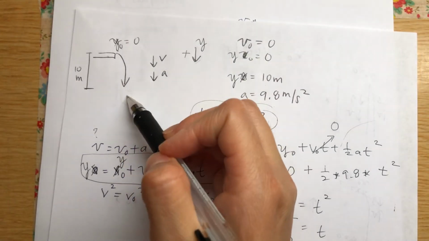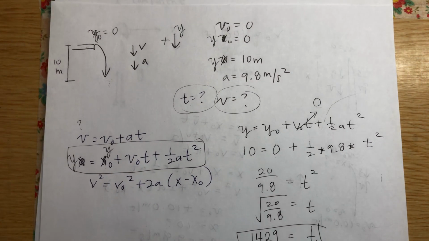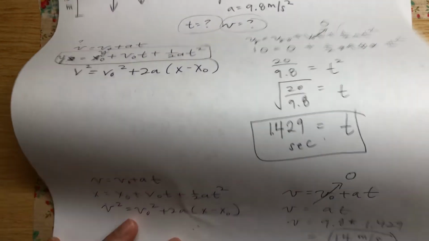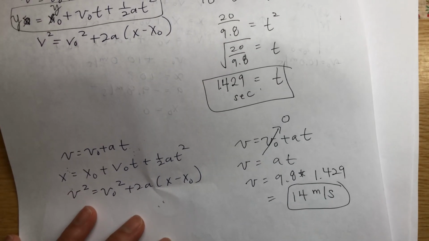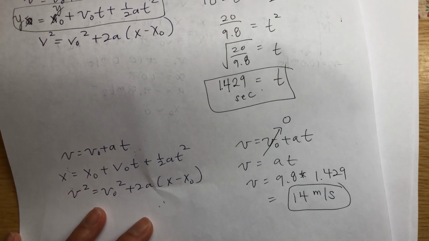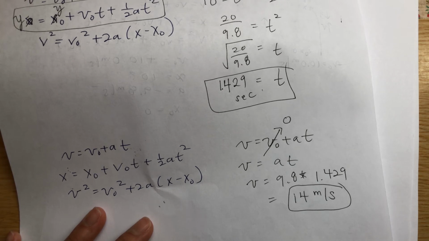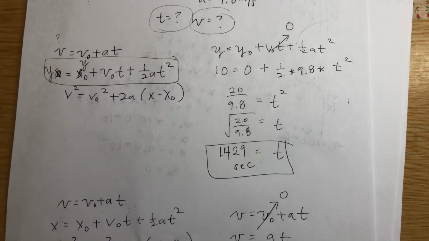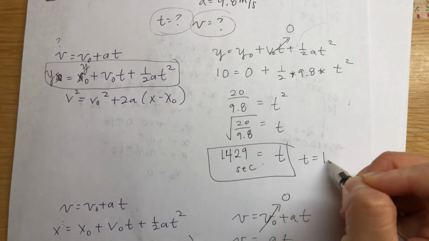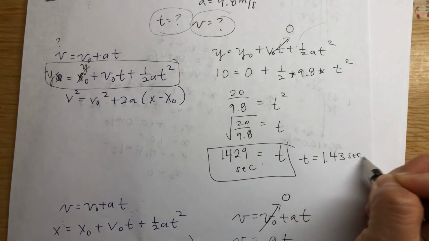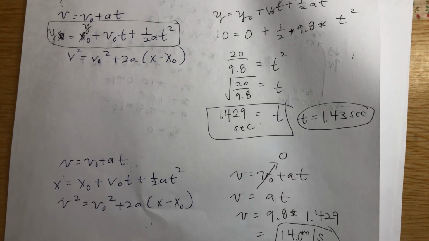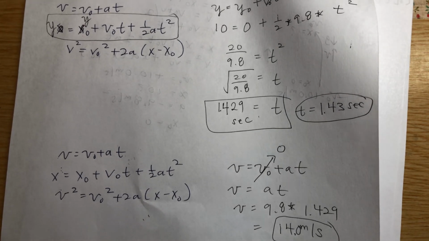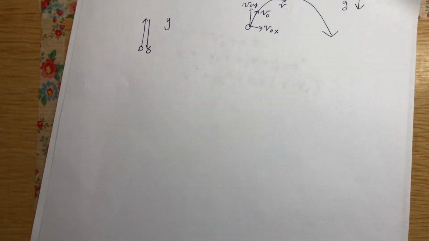So when he hits the water here, it's going to take 1.429 seconds, and he's going to be at a velocity of 14 meters per second. Okay, and watch your sig figs. It's a 10.0, so make your answers 3 sig figs. Okay, so let us go on to the next part.